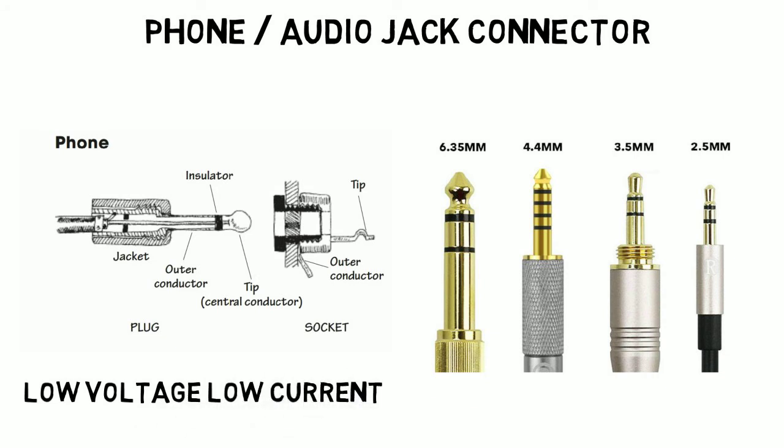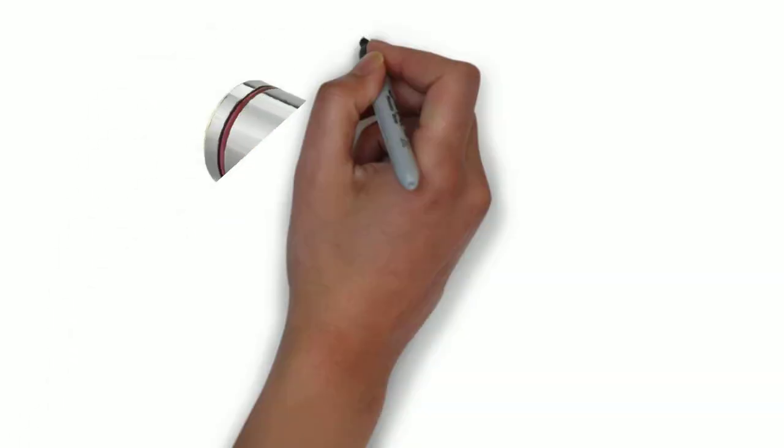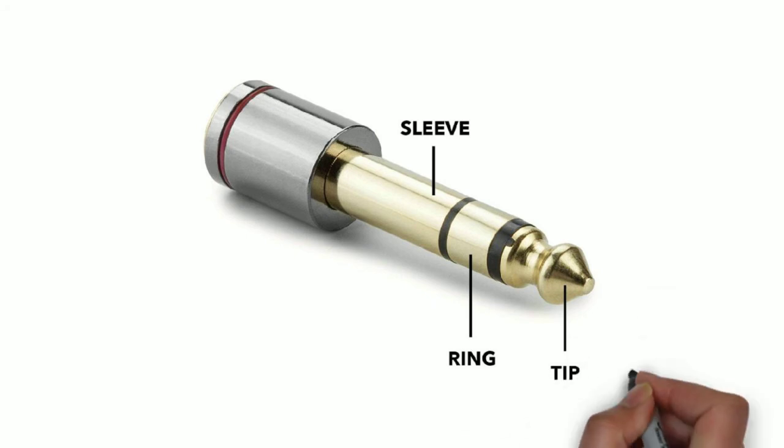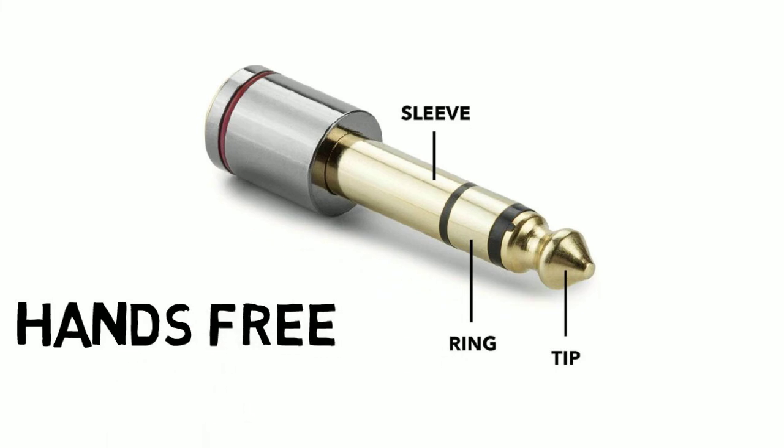They come in two versions, 3.5 mm and 2.5 mm. They are commonly used in headphones. Some cell phones may provide a 2.5 mm tip ring sleeve jack for connecting to headphones that also include a microphone for hands-free communications.